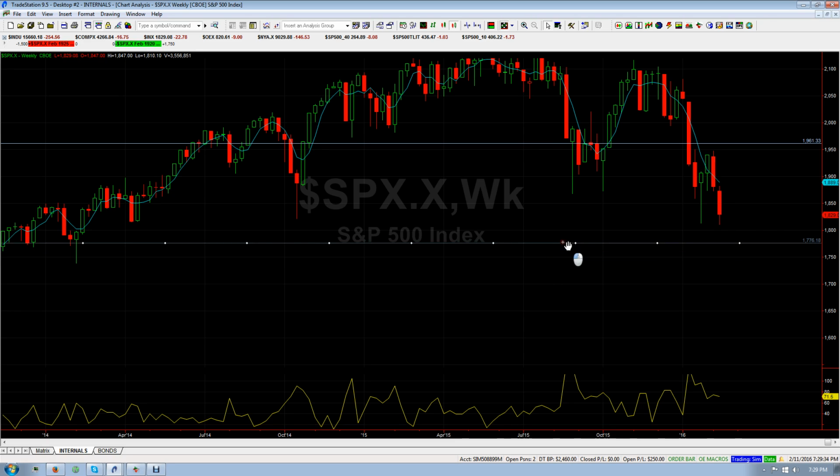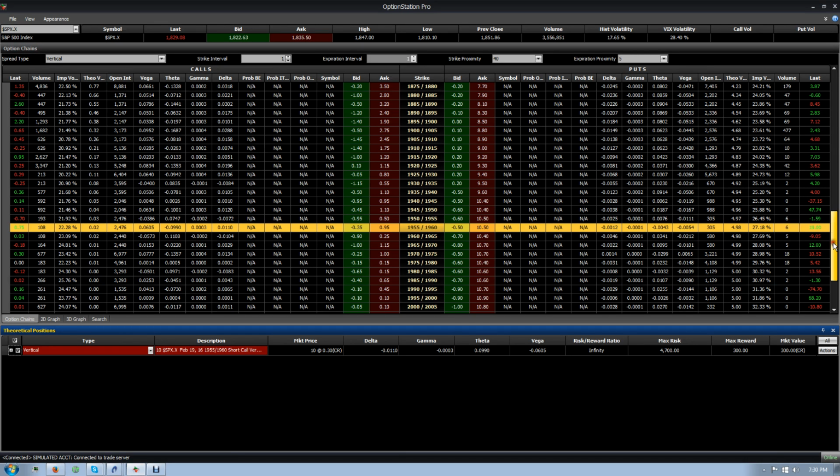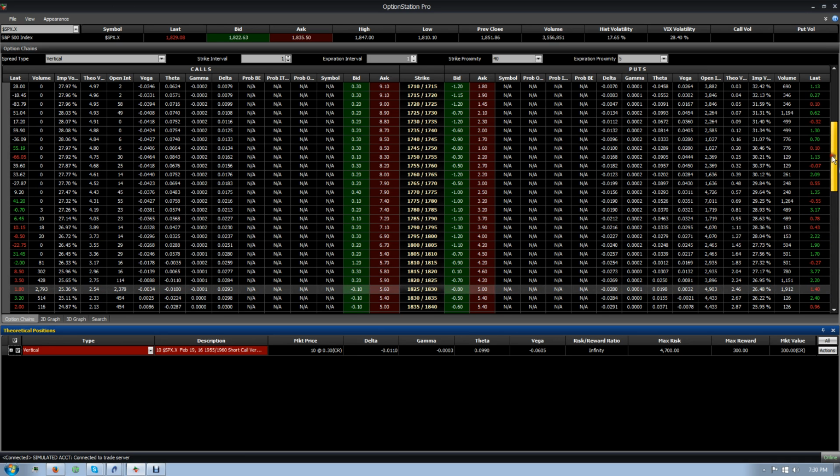So the low of what we're calling Monday here is about 1810. And so about minus 70 points would be about 1730. So that would be the strike I would pick. Would be a 1730 strike. And then I'd go over here and see where I can get some premium on the put side.